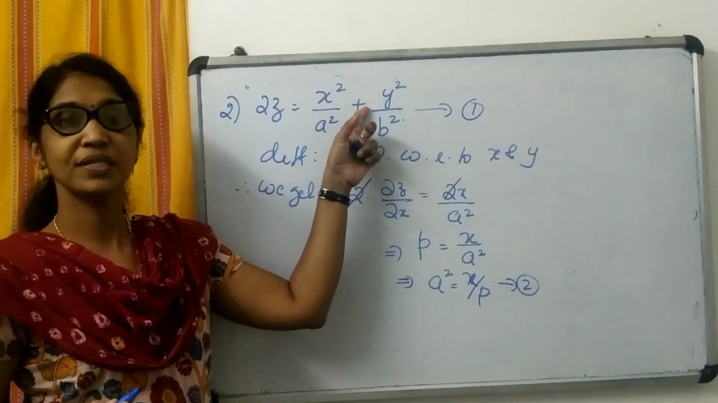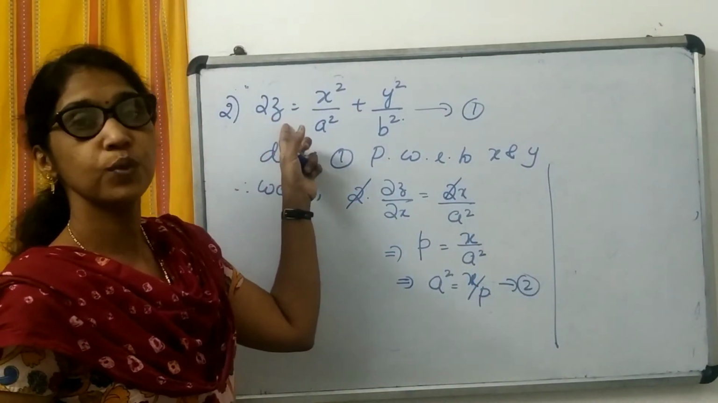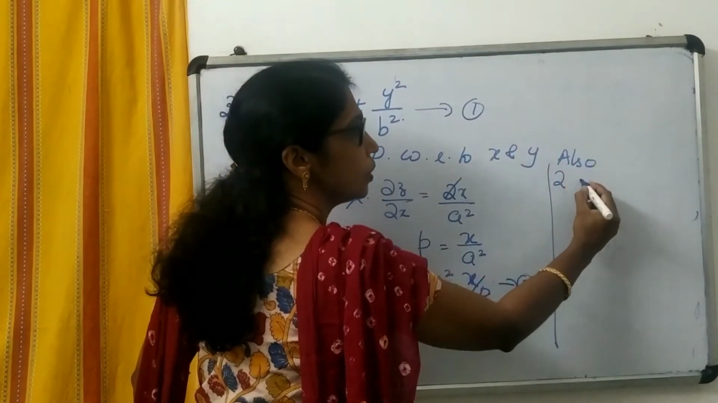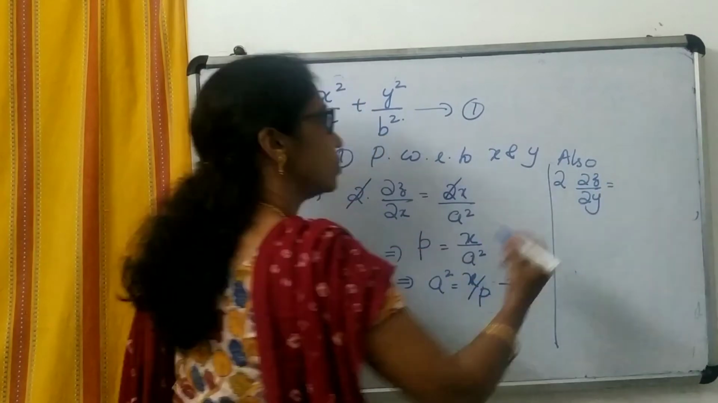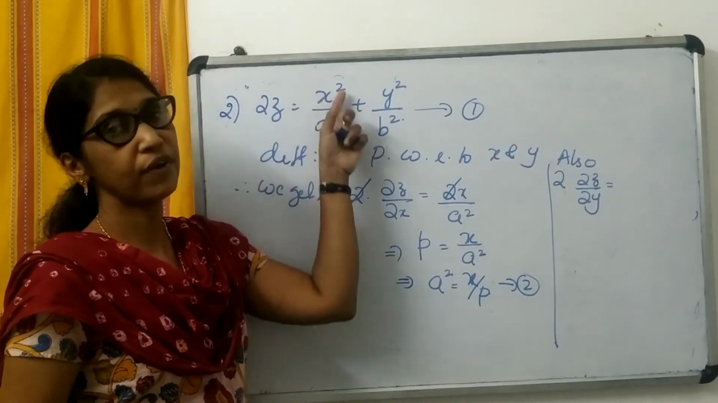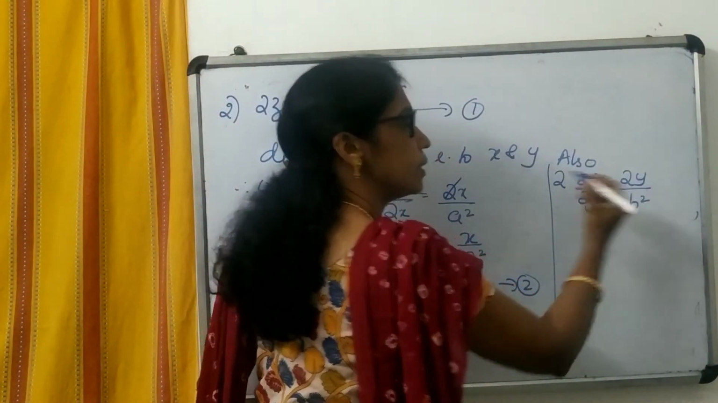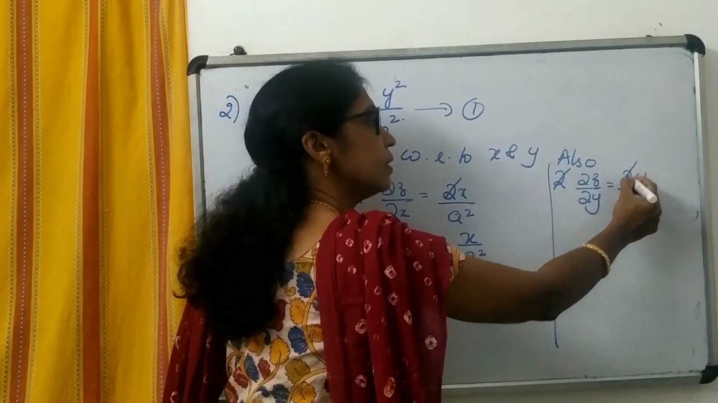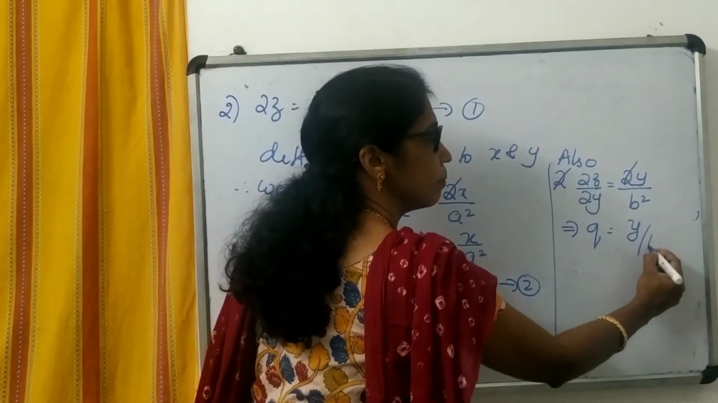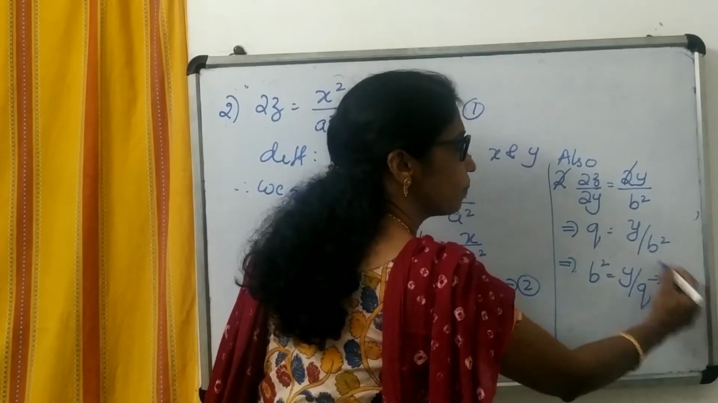Now we have to differentiate this equation with respect to y partially. Therefore we get, the derivative of 2z with respect to y is 2 into dou z by dou y, which is equal to, here x square by a square, the derivative of x square by a square with respect to y is 0 because there is no y here. And the derivative of y square by b square is 2y divided by b square. Here also we can cancel this 2, and dou z by dou y is q. So q is equal to y by b square, and therefore b square is equal to y by q, equation number 3.